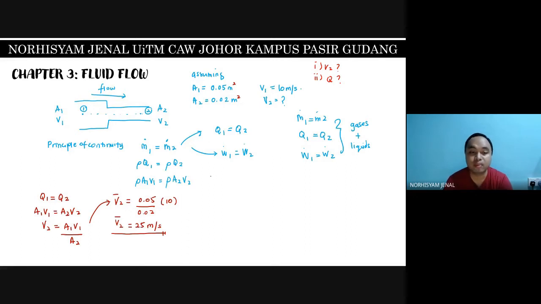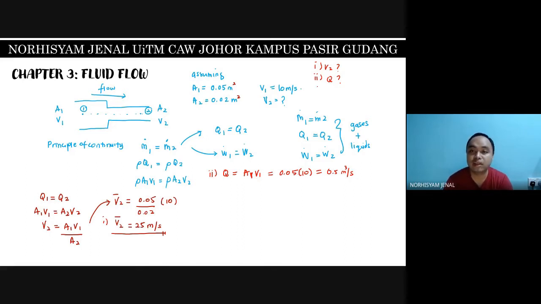Okay, so for example, this is the answer for question 1, to find out V2. Maybe we can find out number 2, what is Q. Q, we can just use A1 V1, because over here A1 and V1 are given in the study, so it can be 0.05 times 10 meter per second. So we have 0.5 meter cube per second.